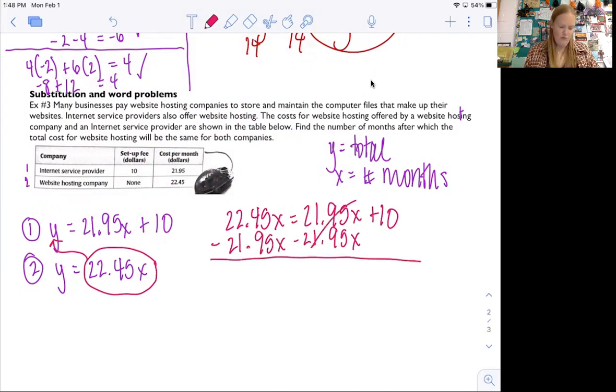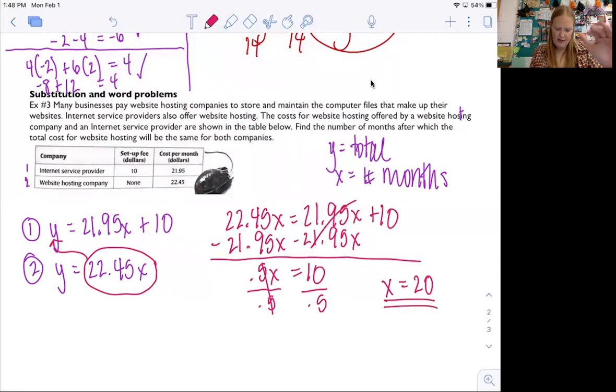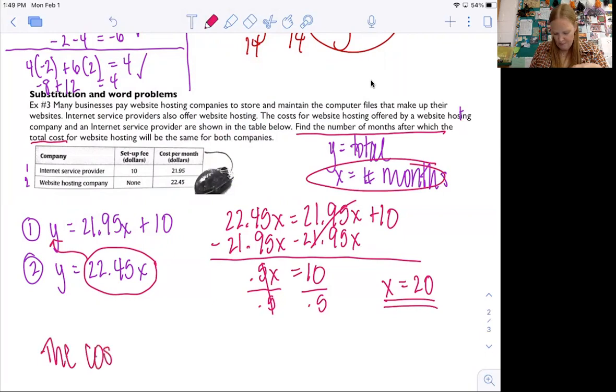What does that give me? That's like 50 cents, right? So I get 0.5x equals 10. Then I'm going to divide both sides by 0.5. Anytime you divide by 0.5, it's the same thing as multiplying by 2, because I'm dividing by half, and in 10, there are 20 halves. Okay, let's check this though. The question says, find the number of months after which the total cost will be the same. Is x the number of months? It is, because up here we said x is the number of months. We got 20, so the cost is the same at 20 months.